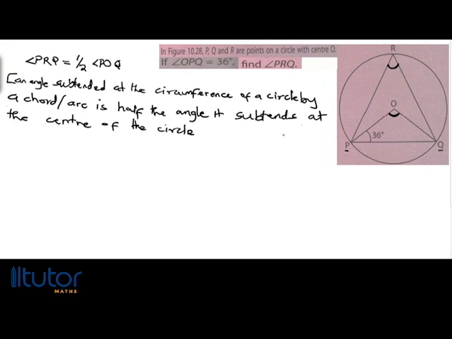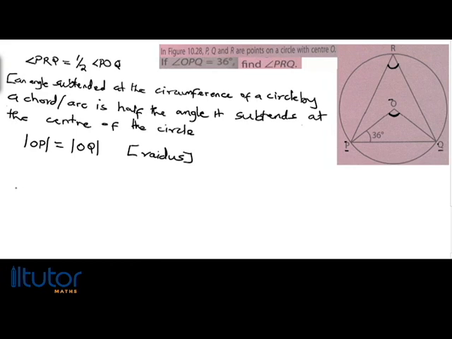So now we have that POQ. We have that line OP, this line from O to P, is equal to line OQ, this line from O to Q, because they are the radii, and the radius is a constant distance from the center of the circle to any point on the circumference of the circle. So the radius is always the same.